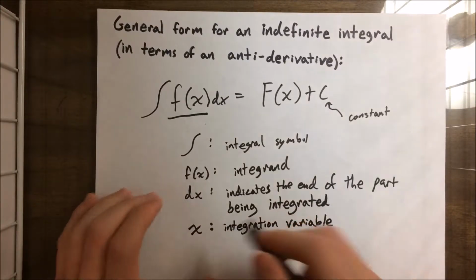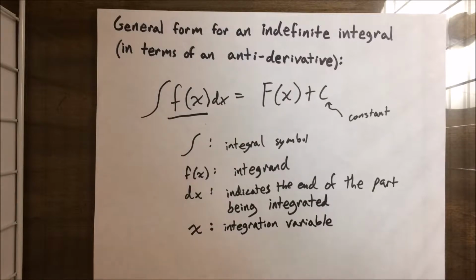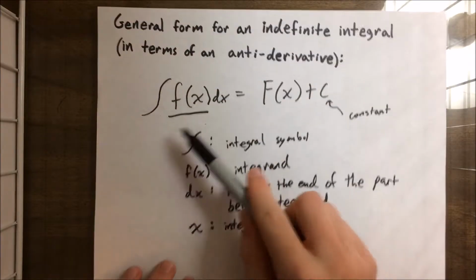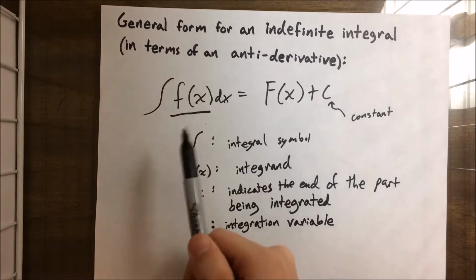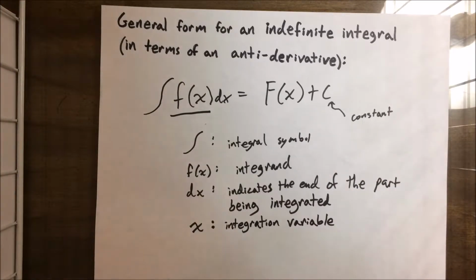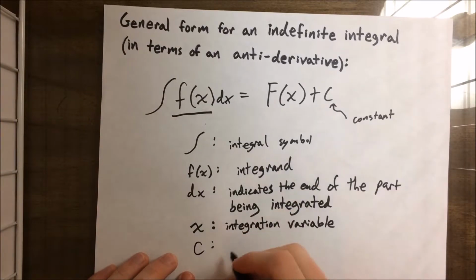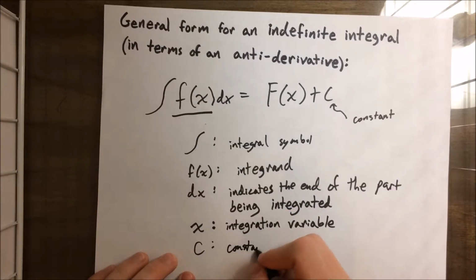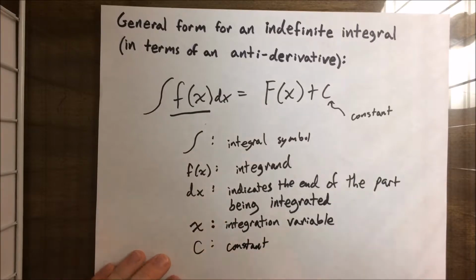Later on you will use other variables in an integral. In this case it's x, but you could have, say, f of y dy, and that'd be taking the integral of a function based around the variable y. As I said up here, c is the constant. Now let's look at the math behind it.